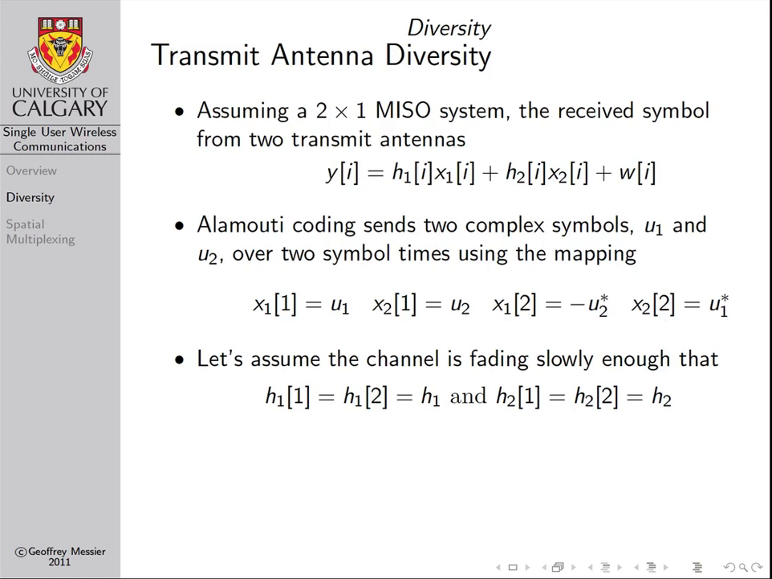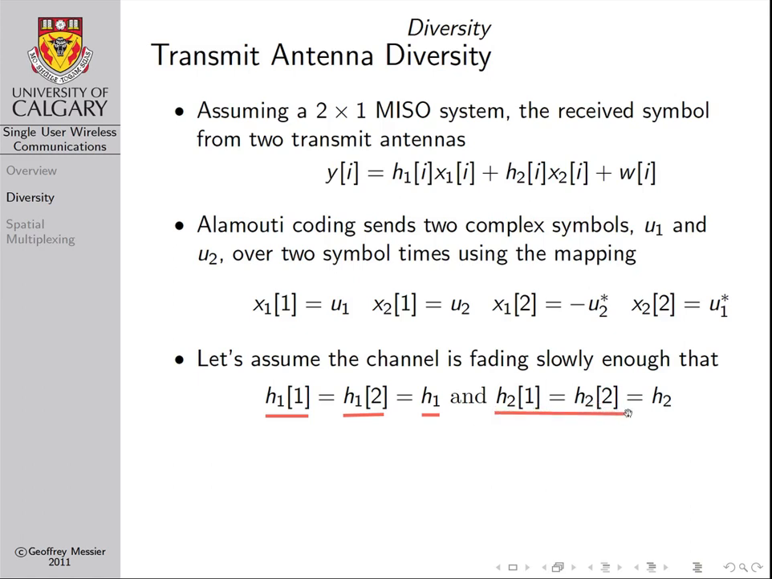The next key assumption for Alamouti coding to work is that the channel is fading slowly enough that the channel is basically constant between symbol intervals. So the channel fading term for antenna 1 at symbol interval 1 and at symbol interval 2 is just equal to H1. And we'll drop the symbol interval index to simplify our notation a bit.